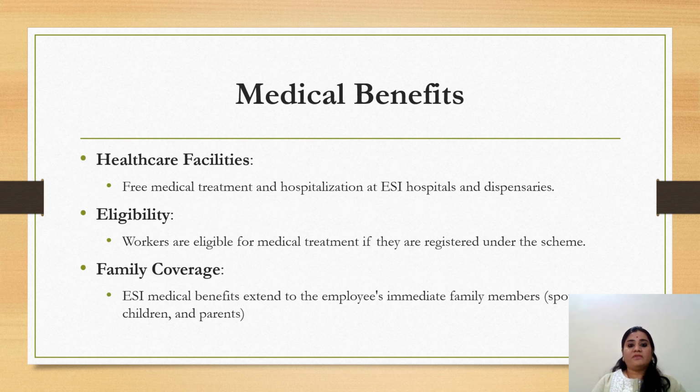Then there are various medical benefits also included in this Act. The first one is healthcare facilities: access to ESI hospitals, clinics and dispensaries, and the eligibility criterion is workers registered under ESI. Family coverage includes spouse, children and dependent parents. So this basically highlights comprehensive medical support for workers and families.